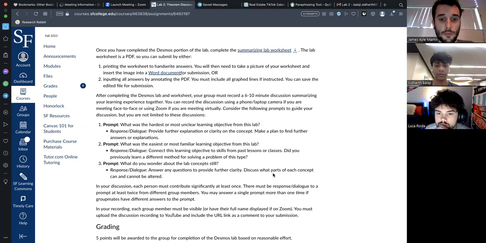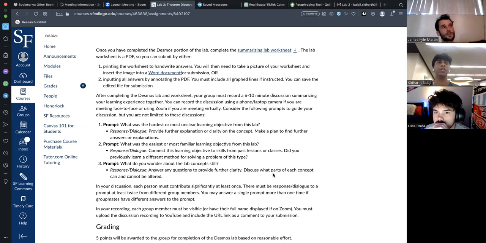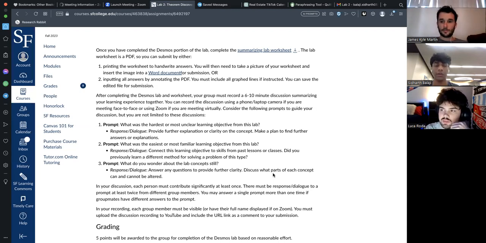What was the hardest or most unclear learning objective from this lab? What did we say last time? We said it was the start, right? At the start, we were kind of confused about what we were doing, going in circles. We didn't exactly know how to find the root. But then we realized we've got to look at when the function crosses the x-axis. That's when we have a root, right?